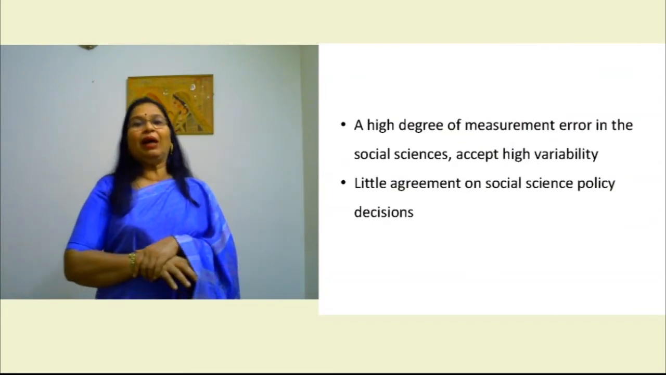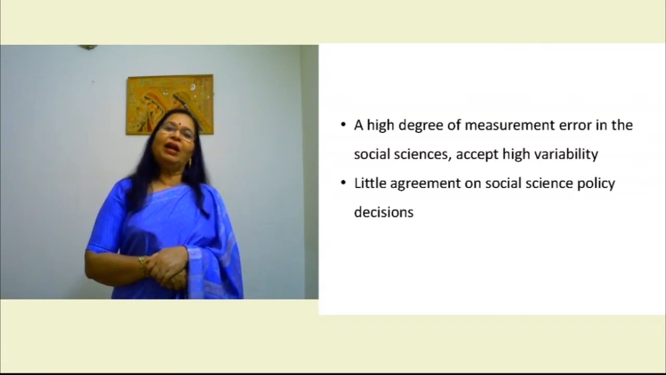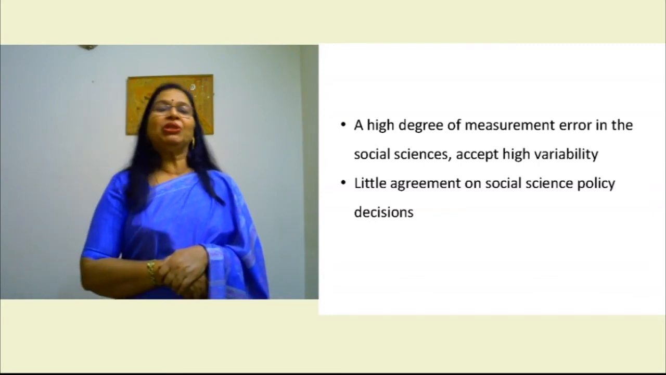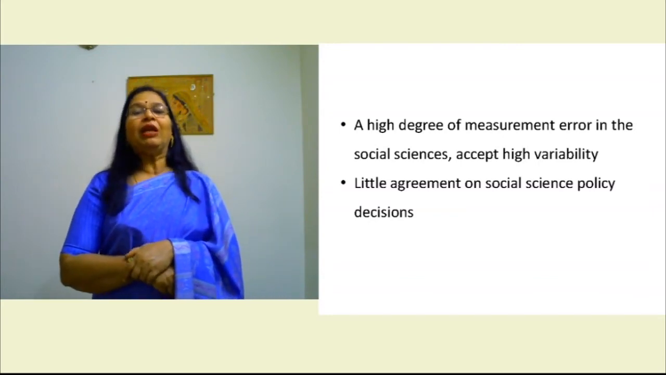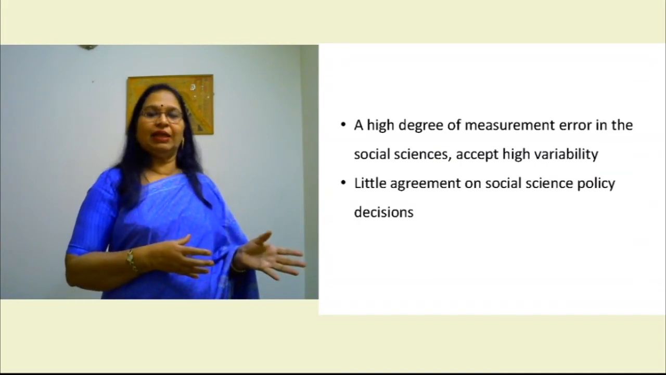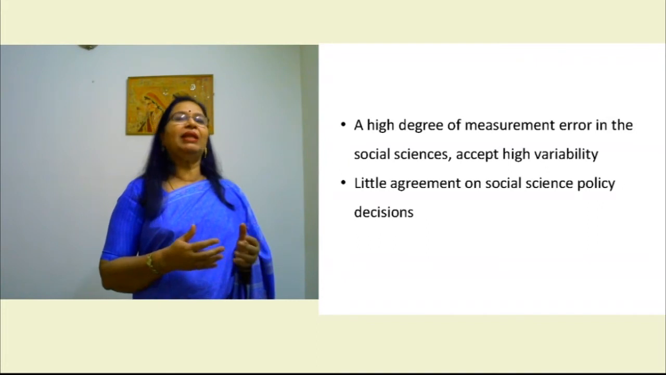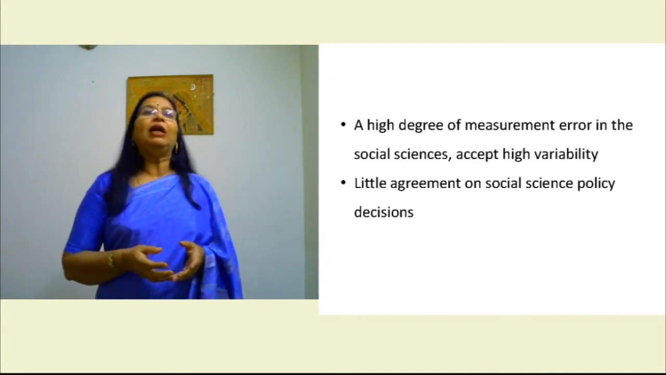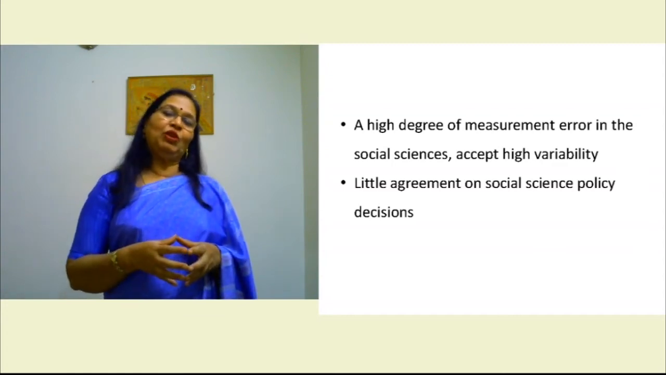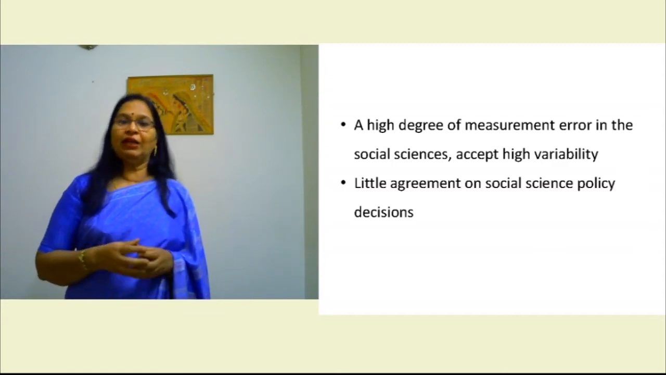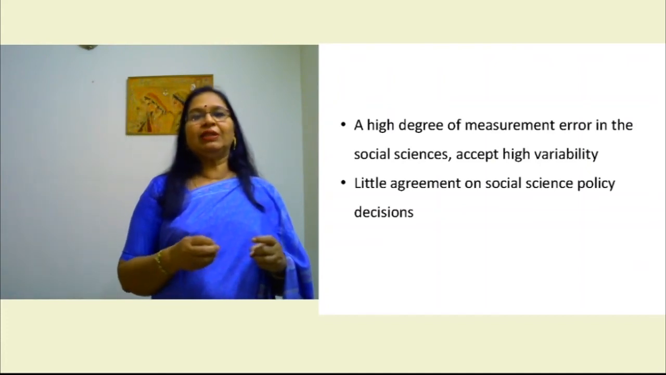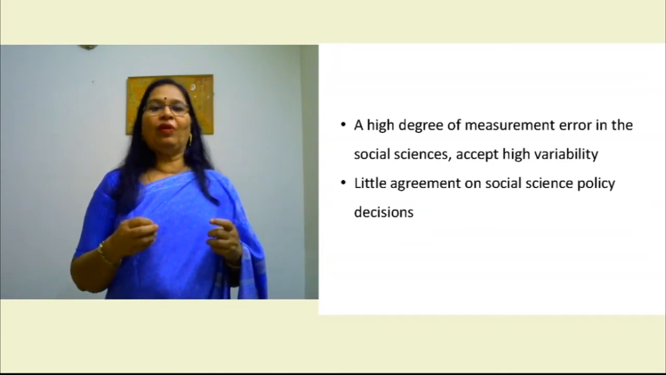We also have a high degree of measurement errors. Not all social sciences are measured, but wherever we measure them, like in the subject of economics, we find that it may not be as exact as the other sciences we study. There will be errors, and these errors can be of different magnitude, and we accept this variability. It is not a mistake we find when we do social sciences research. It is just that we accept that there are differences and various degrees of variability that can happen.